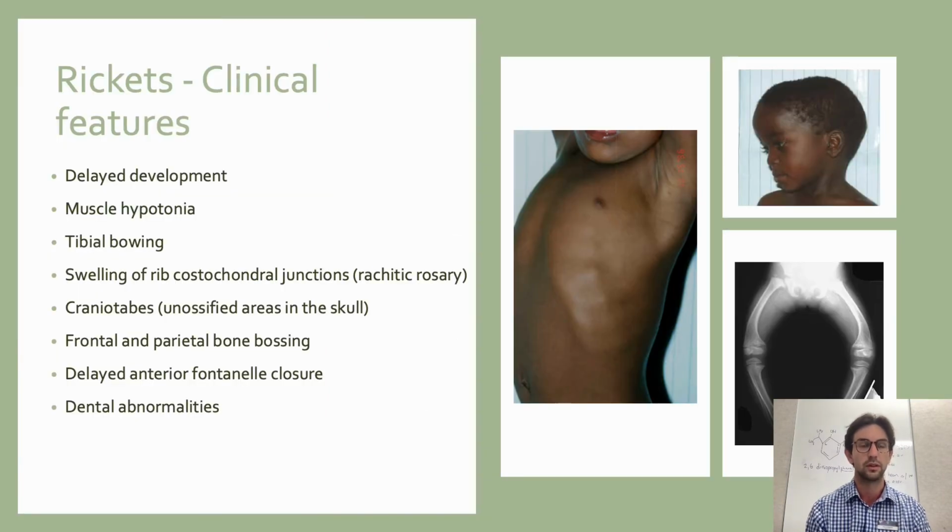So I'll just talk to some of the clinical features now of rickets. Rickets is thankfully an uncommon disease, although in certain under-resourced areas it is still very relevant, so it's important that we're aware of it. You can get globally delayed development, muscle hypotonia. You can have some tibial bowing, which you can appreciate there in the X-ray. Swelling of the costochondral junctions, and I think this is a pathognomonic sign referred to as the rachitic rosary, which you can see there.